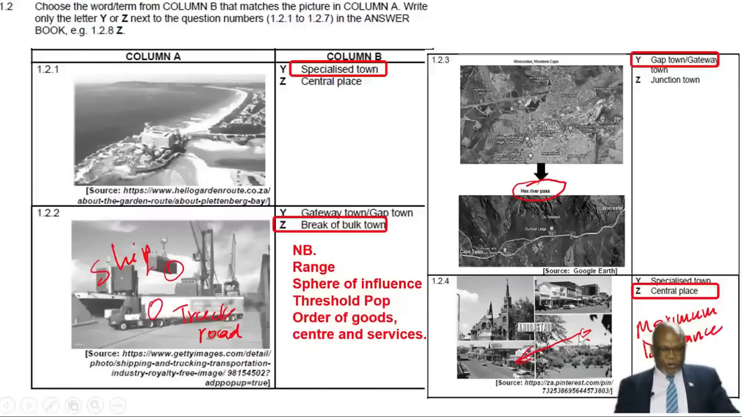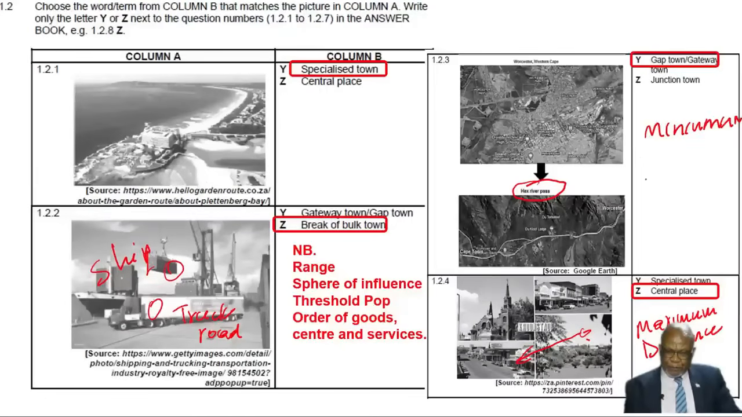Which means now, Wits University has a higher threshold population than the school that you are studying at. Your school has a lower threshold population because it's a low order center and doesn't have specialized goods and specialized services. But Wits University is a specialized center and therefore it has a bigger threshold population. Remember we said threshold population is the minimum number of people required to make a business profitable.